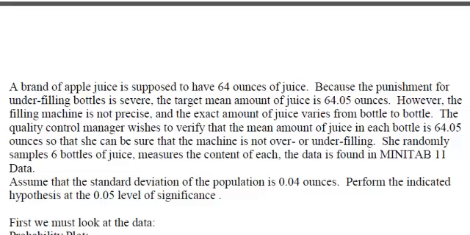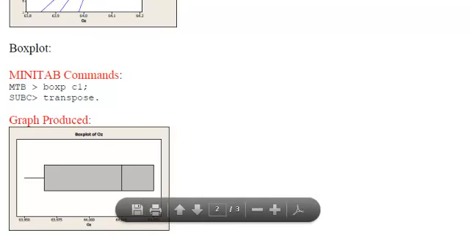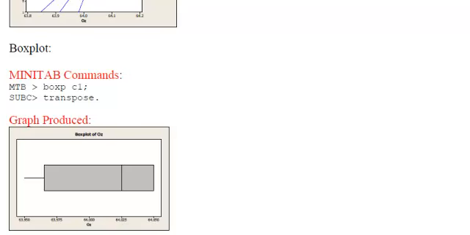She randomly selects 6 bottles of juice, measures the content of each. The data is found, this is where it's found in your Minitab examples, in Minitab 11 data. That's for chapters 14 and 15. Now assume that the standard deviation of the population is 0.04. Perform the indicated hypothesis test at a 0.05 level of significance. Now a data analysis was done. What that tells us is the data is approximately normally distributed.